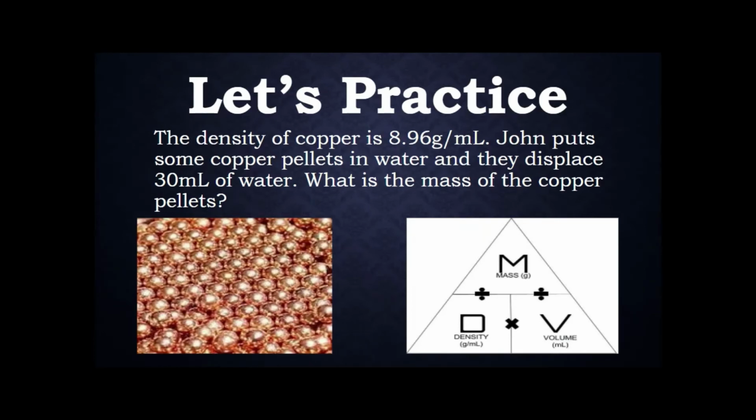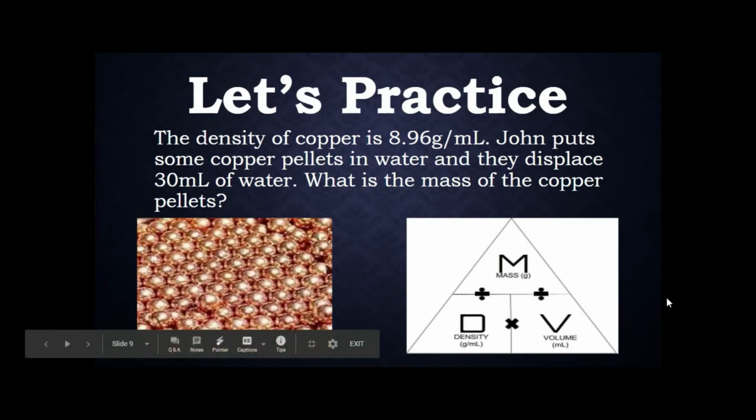Here you see that we're looking for the mass of the copper pellets. The density of copper is 8.96 grams per milliliter. John put some copper pellets in water and they displace 30 milliliters of water. What is the mass of the copper pellets? Again, you can use your magic triangle to solve for mass. Let's see if you remember how. I'll give you 1 more minute to complete this problem.